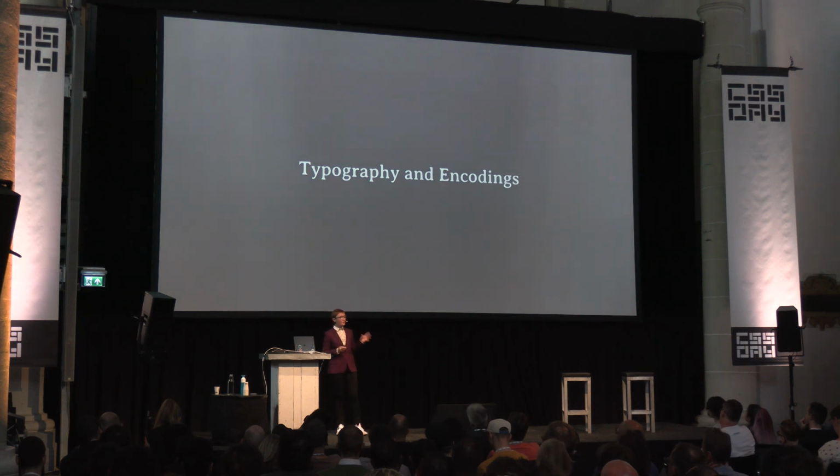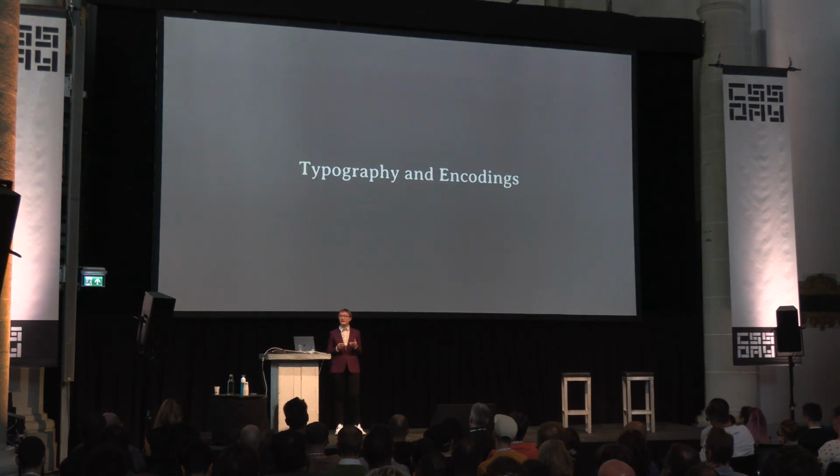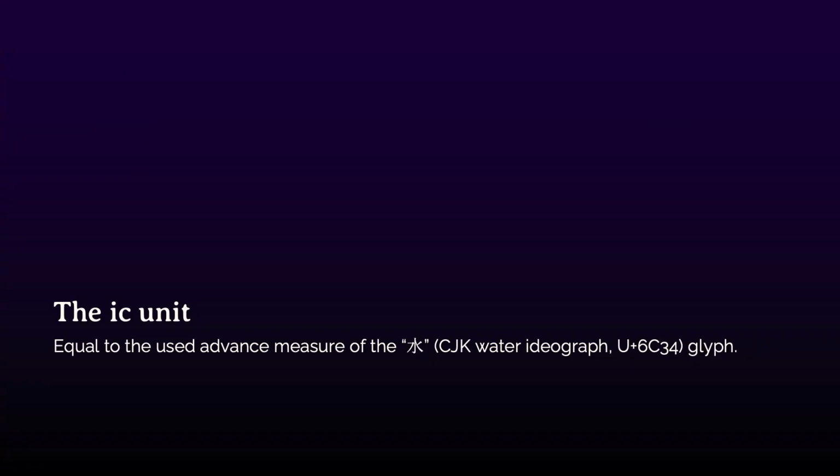So then there's a note about typography and encodings. A lot of this is around encodings for tests that are mostly around typography for CJK, so Chinese, Japanese, and Korean characters. For example, the IC unit. If you know about the CH unit, that represents the advance measure of the 0 character in the font used to render it. The IC unit represents the advance measure of the CJK water ideograph, which enables measurements based on an expected glyph count, basically.